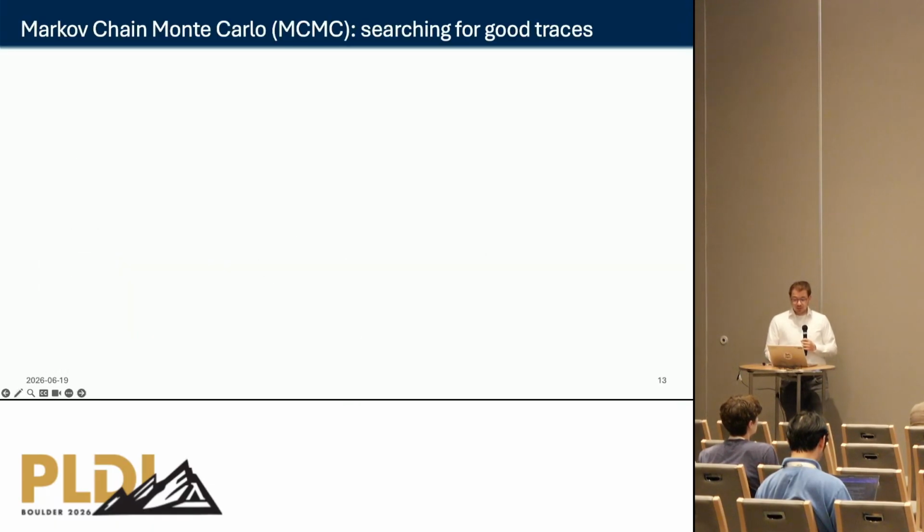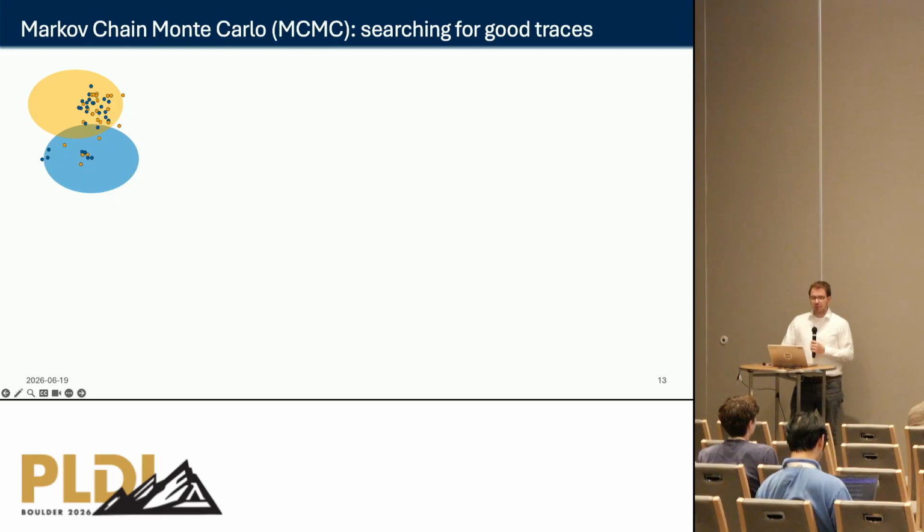A very popular and effective approach for this is Markov chain Monte Carlo algorithms. What they do is they essentially search for good traces. I'm going to show you how this works in a slightly simplified and sped up way. We start with an arbitrary initial trace with the fixed data points. And typically, this will be a bad explanation of the data, like here.